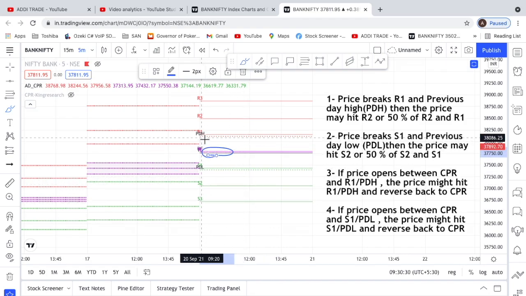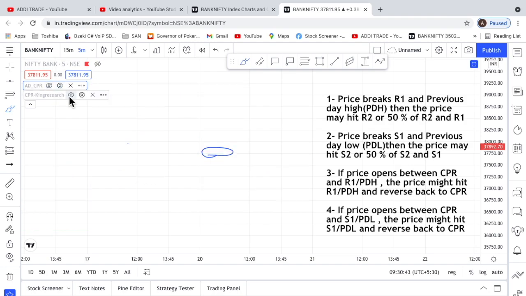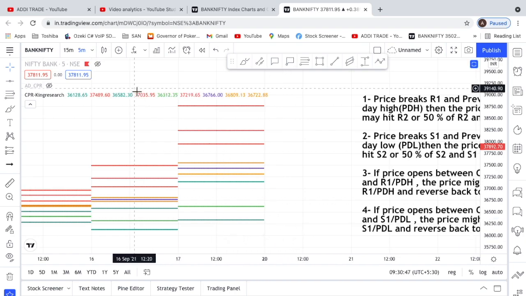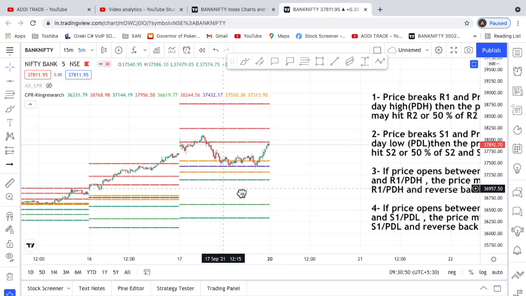Here you are seeing PDH and PDL, that is nothing but previous day high and previous day low. In this custom CPR of mine, I have even plotted the previous day high and previous day low. But in case you make use of the other CPR, you will have to manually plot previous day high and previous day low. Now, what is previous day high and low if somebody is not aware of it?